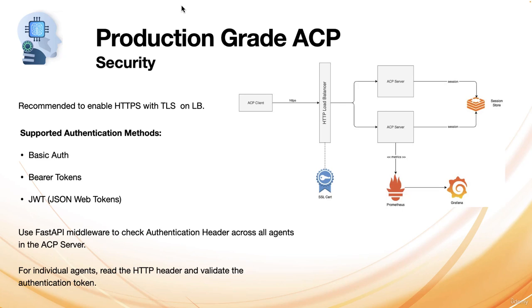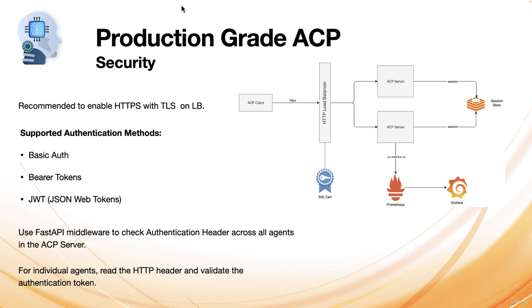Let's learn about security in Agent Communication Protocol or ACP. The two aspects of security that we want to cover in this lecture are, first, authenticating the ACP clients to make sure that only authorized ACP clients can access our ACP servers. And the second one is to establish a secure communication channel between ACP clients and ACP servers.